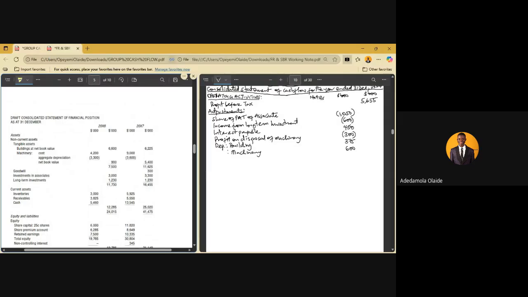Investment in associates actually increased from 3,000 to 3,300. But what should have affected it is the share of associate profit, which we have treated. Long-term investment did not change, so there is no way it's affecting our SOPL. That being said, we can close this out. What's the total for our adjustment column?